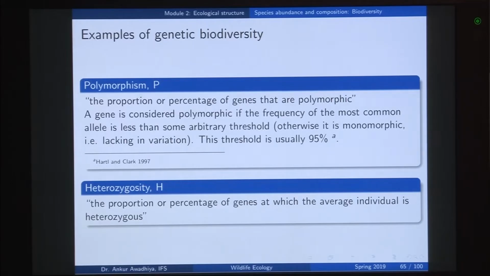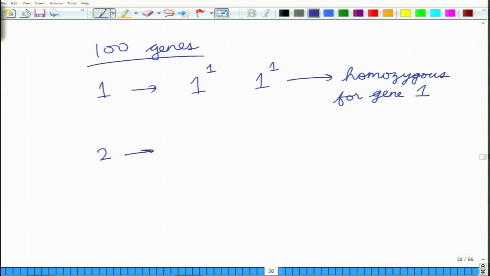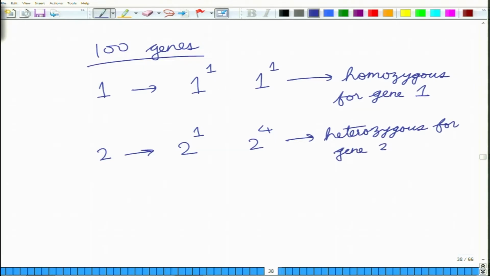Now, heterozygosity asks the question, what is the percentage of genes at which the average individual is heterozygous? Suppose for gene 1, every gene is present in 2 copies, and this was present as 1 1 and 1 1. In this case, we would call it homozygous for gene 1. Now, in the case of gene 2, suppose it was present as 2 1 and 2 4. So, here we will say that it is heterozygous for gene 2, and similarly we will move on till the last gene, which is the 100th gene.